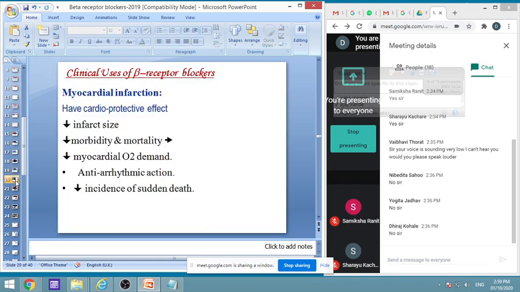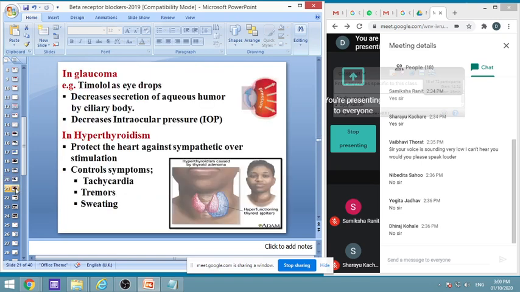They are used in myocardial infarction. They have a cardioprotective effect. They decrease infarct size. They decrease the morbidity and mortality. They decrease the myocardial oxygen demand. They have antiarrhythmic action. Why antiarrhythmic? Because after myocardial infarction, many patients may die with arrhythmias, and therefore they can decrease the incidence of sudden death. In glaucoma, we have already discussed how timolol is used.